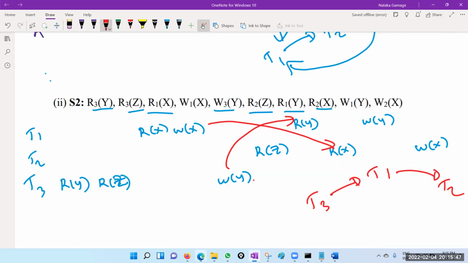So there is a write X to write X, T1 to T2. I have already mentioned T1 to T2, so I didn't mention it again, because anyway it is T1 to T2. So the equivalent serial schedule will be T3, T1, T2.